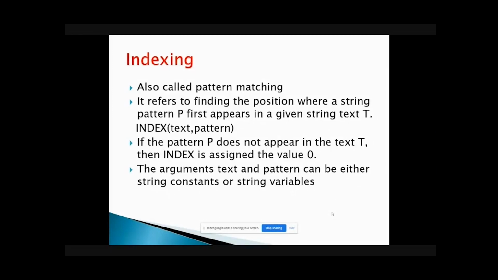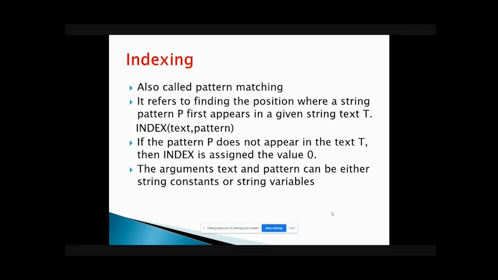Here I cannot give you a position because I don't know whether the pattern is found in the text or not. So here the outcome of this function is whether this pattern is found in the text or not. Your pattern is P and the text is T. So if the pattern P does not appear in the text T, then the index value it returns will be 0. That means the pattern is not found in the given text. Otherwise, it will return the position from where the pattern is found, the first position from where the pattern is found.